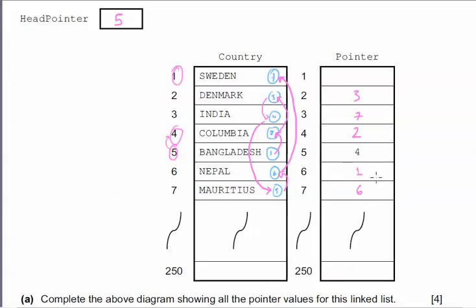Now, here's a slightly different thing. So 1 isn't pointing anywhere, right? Do we put a 0? No, we put a null. It's a little bit like when we looked at binary trees.